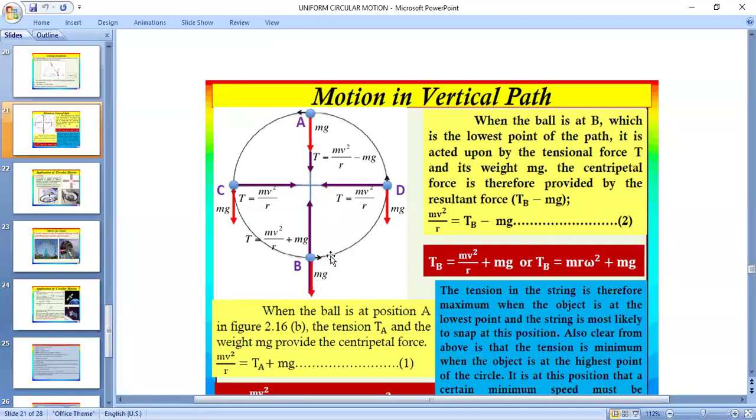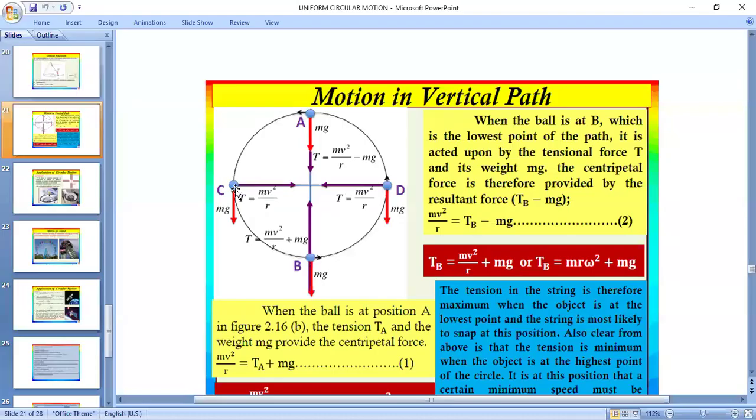So down here, when the person is down here, he experiences a downward force, which is weight, and an upward force, which is tension towards the center. So the total tension here, down here, is given by T equals mv squared over r plus mg. Up here, which is the opposite part, you can see the direction of forces. Weight down, tension down. So the net tension in the string will be mv squared over r minus mg.